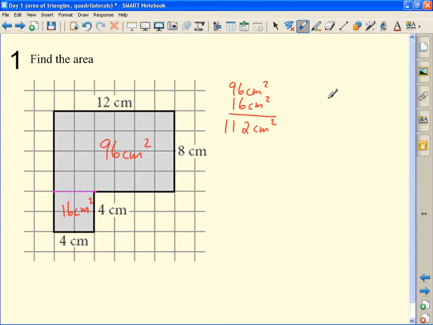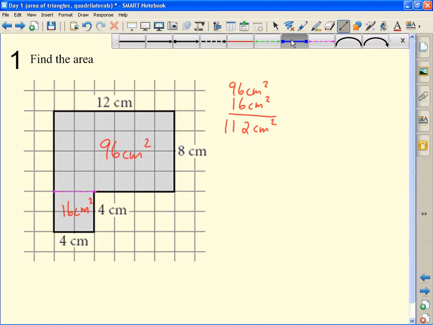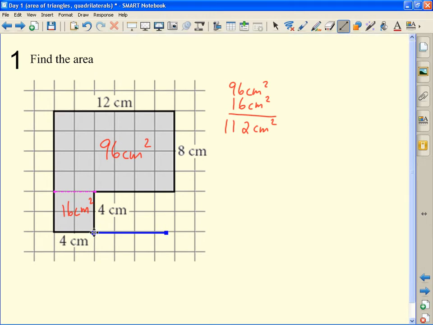The other way, some of you may see this, that this is a cutout from a bigger rectangle, a rectangle of 12 by 12. And so if I did that, this side is 12, this side would also be 12, 8 plus the 4, so there's 4 centimeters there.